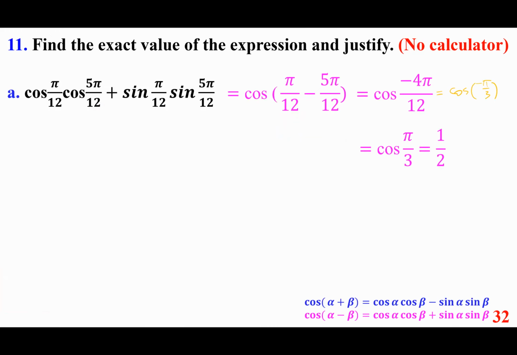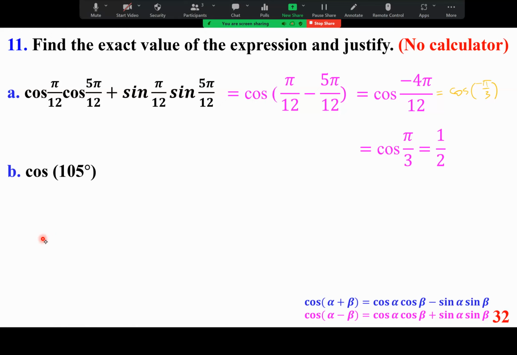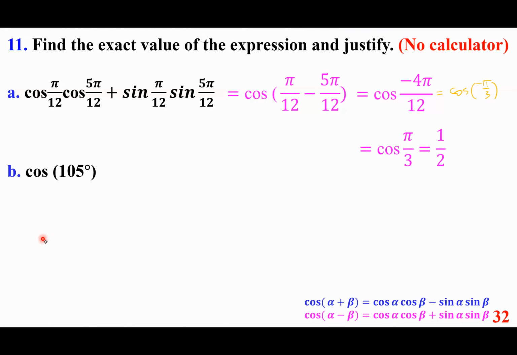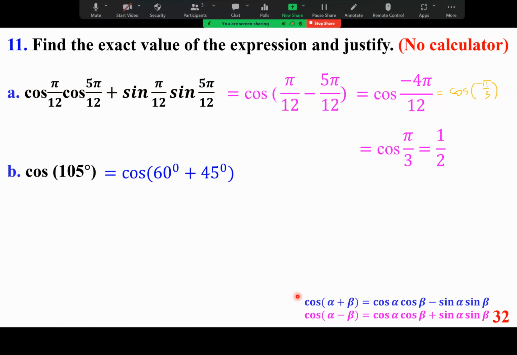Cosine of 105, and I hope you recognize you can make this a common arc of 60 plus 45. And so now you can use this formula. Cosine of 60 cosine of 45 minus sine 60 sine 45. Also, you can say 150 minus 45. You can try that. 150 minus 45. That's the same thing. All right.